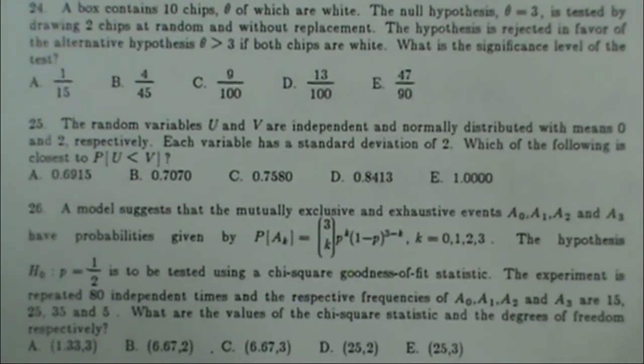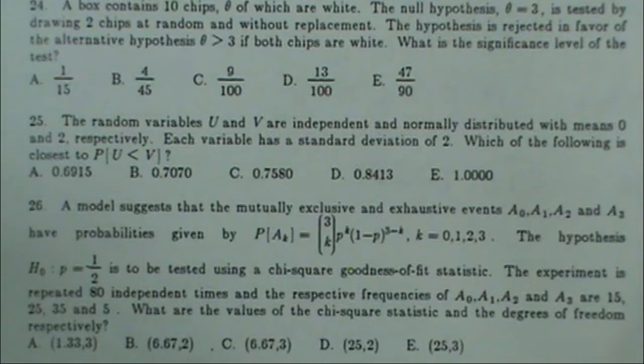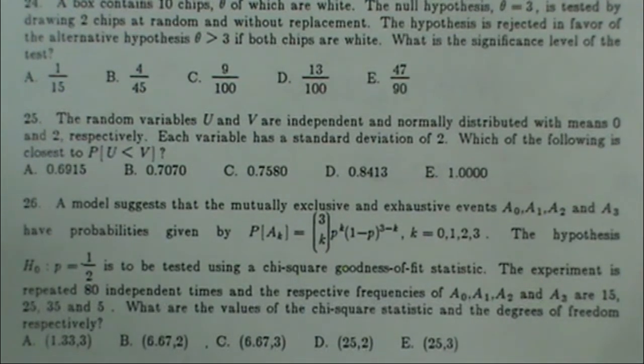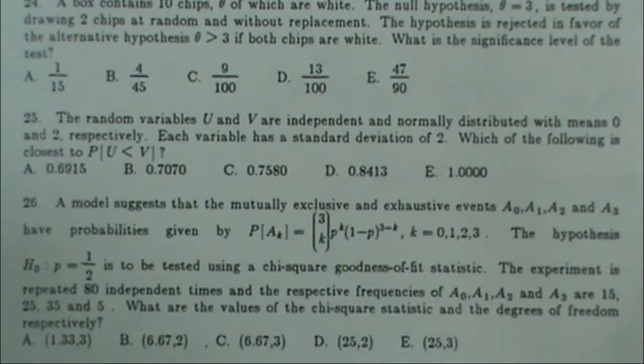Number 25. The random variables u and v are independent and normally distributed with mean 0 and 2 respectively. Each variable has a standard deviation of 2. Which of the following is closest to the probability of u being less than v?